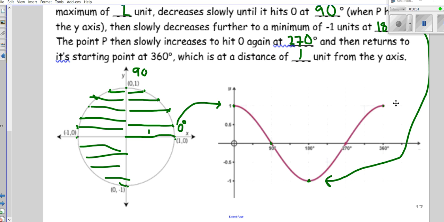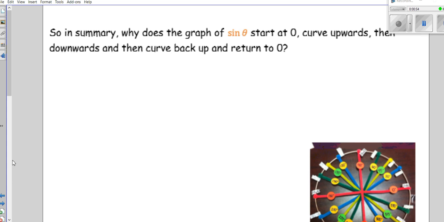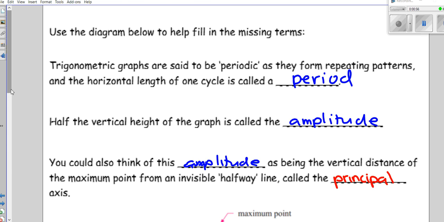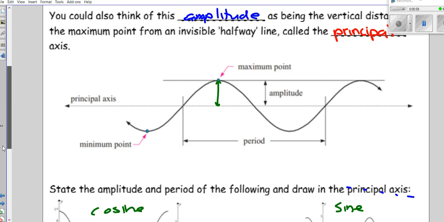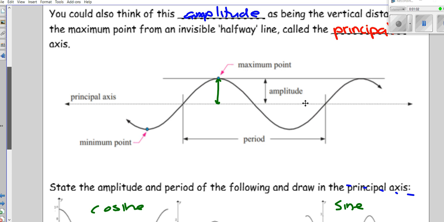Remember we were looking at the fact that these graphs have periods and amplitudes. Period is the length it takes to do a whole cycle. From a sine graph perspective, it's from the 0 point to the 0 point. From a cos perspective, it would be the maximum to the maximum. And the principal axis is an imaginary line halfway between the top and bottom. And the amplitude is the length from the principal axis.